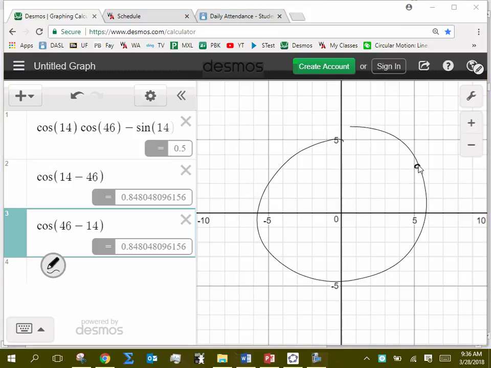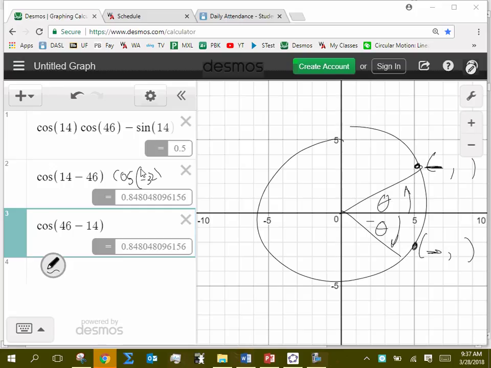If I'm looking at my unit circle, and that's theta, and that's negative theta, that direction's negative theta, that's positive theta, isn't that x value right there the exact same thing as that x value right there? So this would be cosine of negative 32? Our even-odd identities tell us that's the exact same thing as cosine 32.